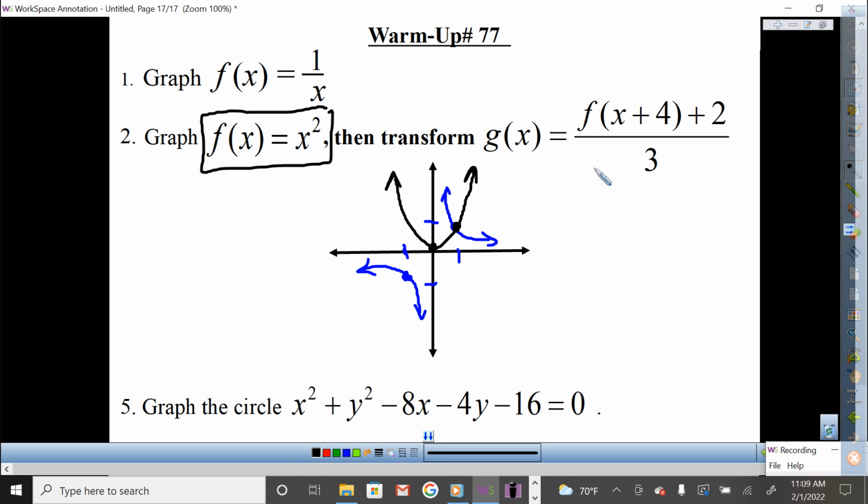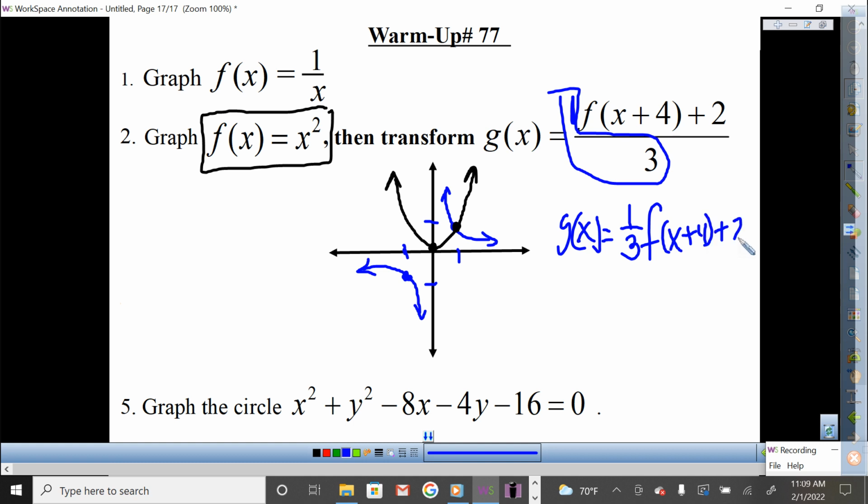Okay. But they want us to transform it according to this. You're like, looks kind of weird though, Mr. Q, because of the 3. Well, if I put an invisible 1 here, can I extract this fraction? Yeah, so this becomes g of x equals 1/3 times f of x plus 4 plus 2, and this is to the second power, okay? So now do we know where it's going? Yes, it's going 4 to the left and 2 upward.